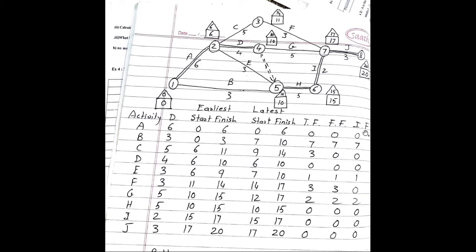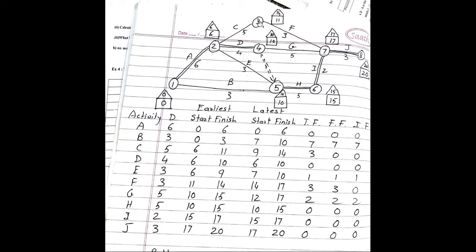Independent float can be calculated as 6 minus 0. 0 in the triangle. Previously we have taken 0 in the rectangle. Now we will take 0 from the triangle. So rectangle 6 minus triangle 0. That becomes 6. 6 minus 6 is 0. Independent float for activity B. This is 10. Rectangle 10 minus triangle 0 becomes 10. 10 minus 3 is 7. So independent float for B is 7.